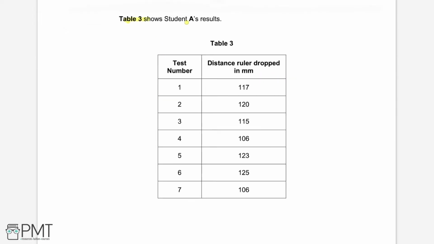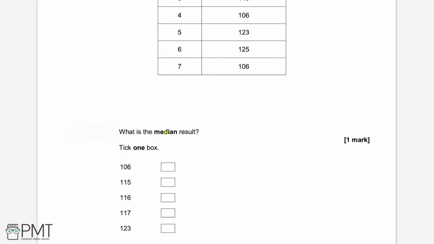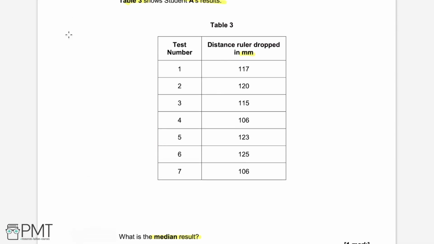Table 3 shows student A's results. Now we can see here we have the test number in this column, and there's 7 tests, and also the distance the ruler is dropped in millimeters. What is the median result? And it gives us multiple tick boxes to choose from. Well, the median value is the middle value of an ordered list. So let's order this list of distances from smallest to largest. Now, once we've done this, we need to identify which is the middle value.